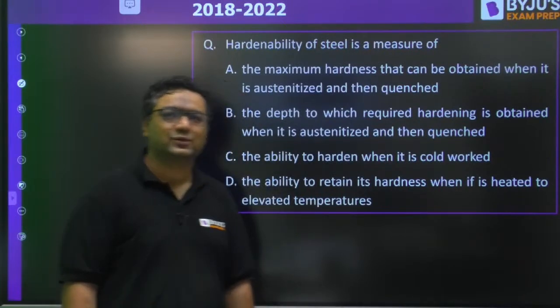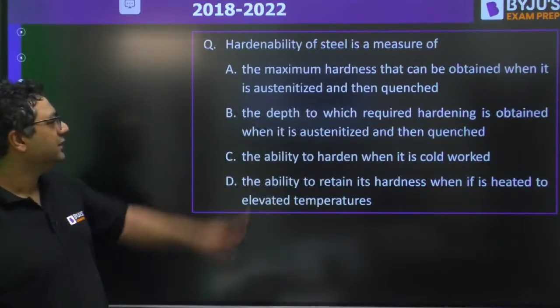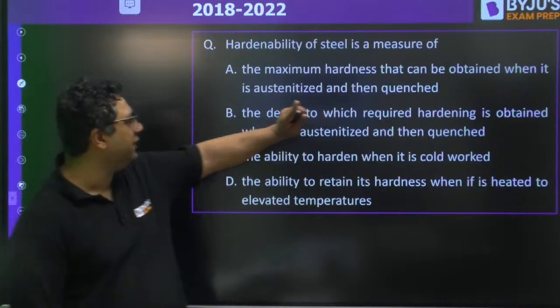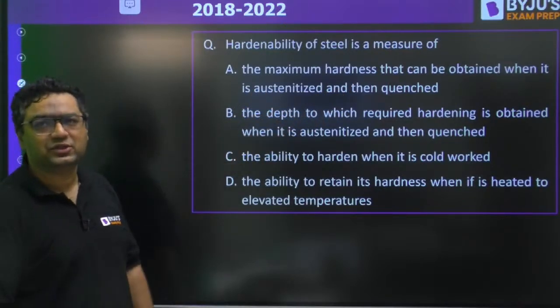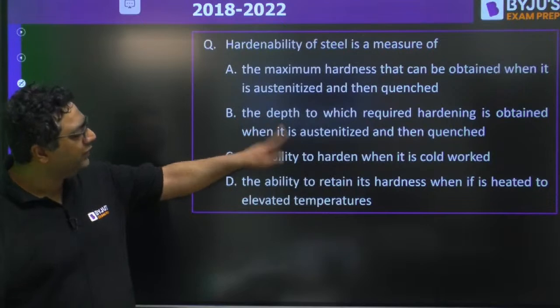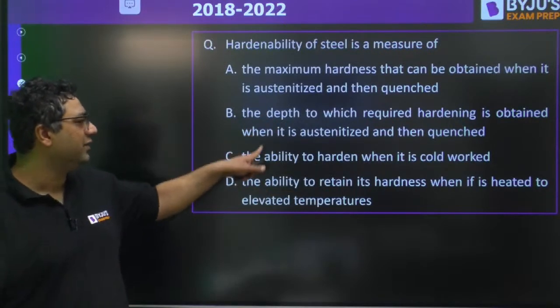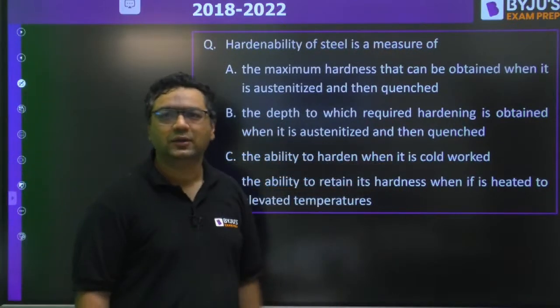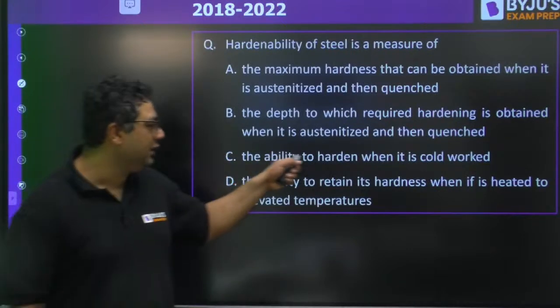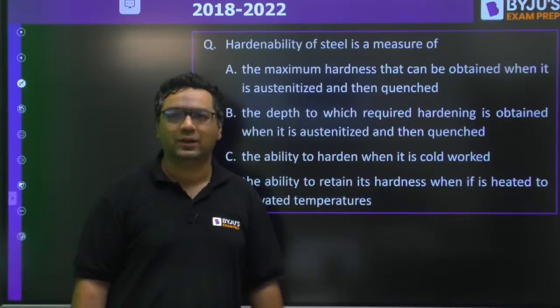Tell me, what is going to be the answer for this? The maximum hardness that can be obtained when it is austenized and quenched. Or it is the depth to which required hardening is obtained when it is austenized and quenched. C is the ability to harden when it is cold worked. Anyone, please tell me.